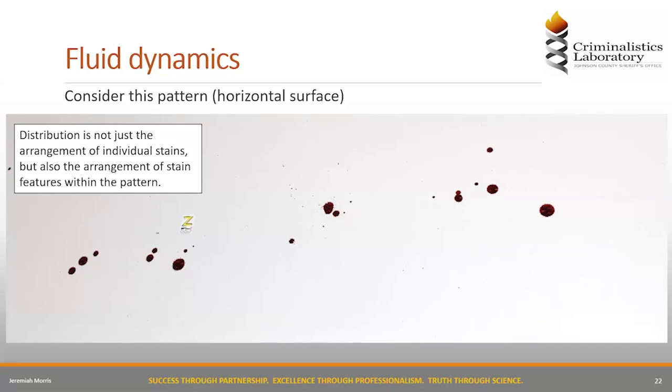Or let's deal with the degree of ellipse. Are they generally circular on one side of the pattern, and they increasingly get more and more elliptical? What about the distribution when it comes to spacing between individual stains? It's not just the arrangement of individual stains. The distribution is a much broader concept than that.